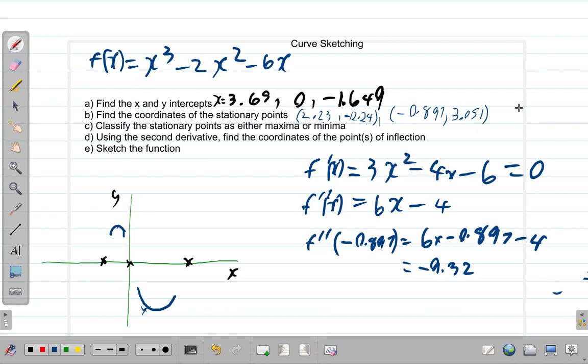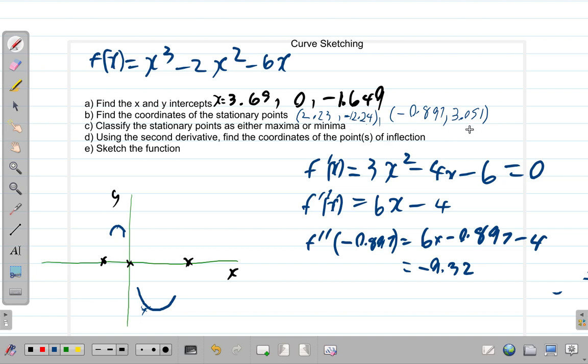We've been looking at this example. In previous videos, we looked at part A, the x and y intercepts, and we found that out. In part B, we found the coordinates of the stationary points. And in part C, we classified the stationary points as maxima or minima.